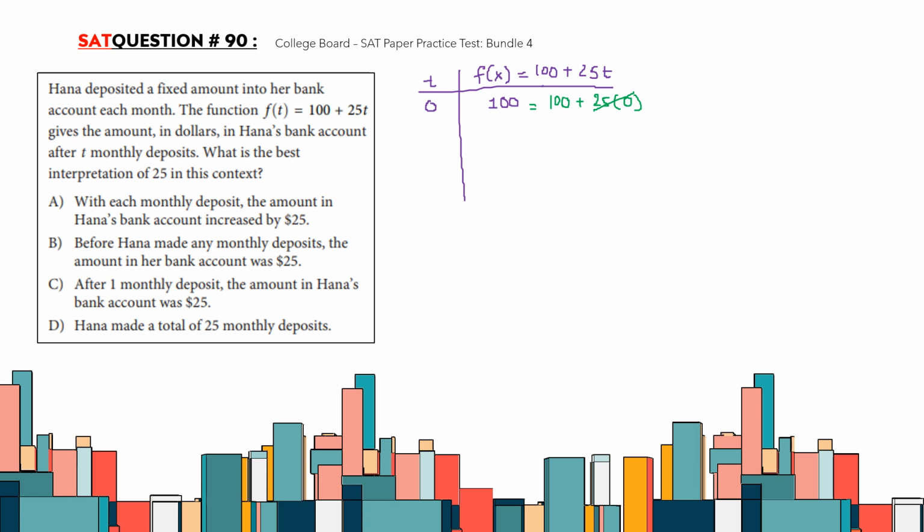That's 100. Similarly, if t equals 1, it means the first month, right? After the first month, you will have 100 plus 25t. So t equals 1, so 100 plus 25 is 125. After the second month, we will have 150. This is 100 plus 25 times 2, or equal to 125 plus 25. This is from the first month.